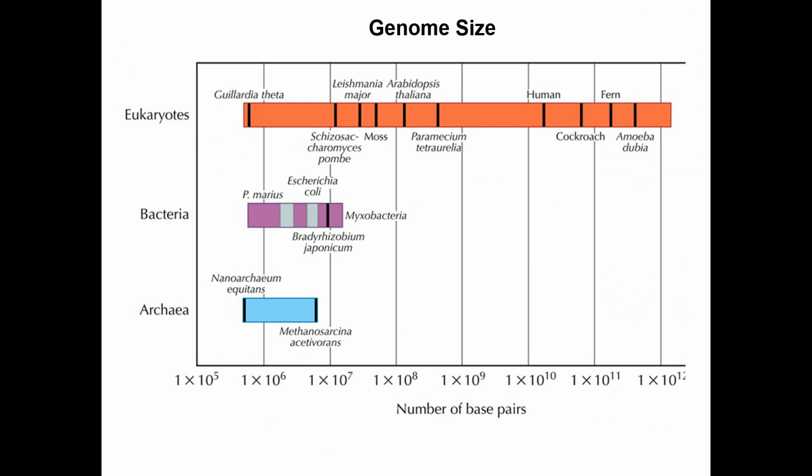So what about the genome size? Compare eukaryotic genomes to prokaryotic. You can already tell their eukaryotic chromosomes are much, much larger in terms of size. Bacterial chromosomes, prokaryotic chromosomes, are much smaller. And then there are varying degrees within each in terms of the size of the genome.